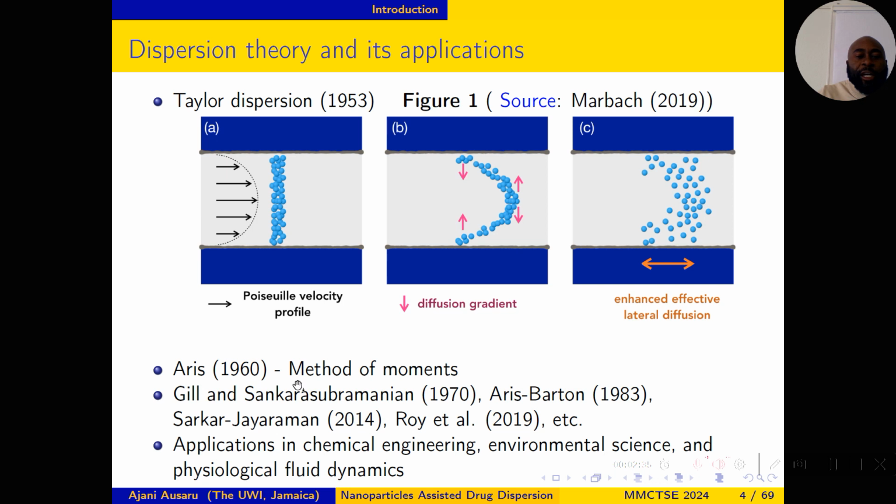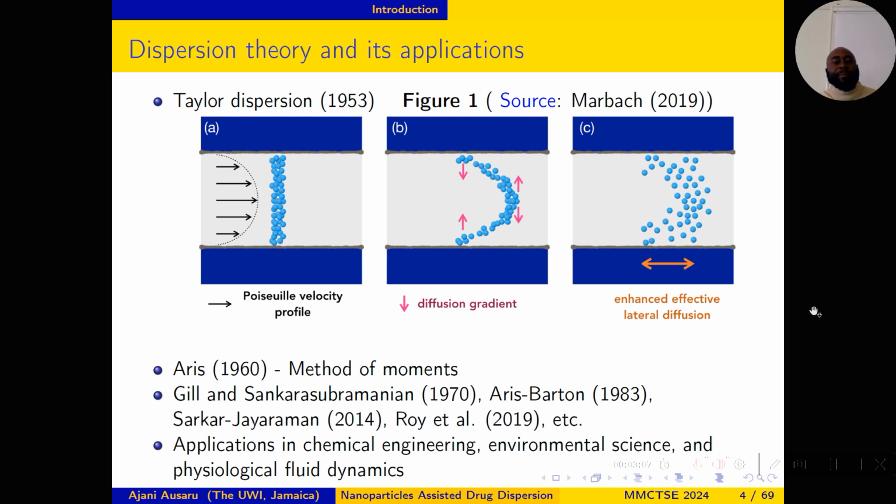Harris came on in 1960 to improve on Taylor's model using the so-called method of moments. But these models, the Taylor-Harris models, were said to be deficient in terms of time. They only spoke to large times. So it took Gill and Sankarasubramanian in 1970 to come along and modify the Taylor-Harris model. They developed a model called the generalized dispersion model, which I have used in this work. This model was good for all times, and many other researchers have done a lot of work subsequently in this area.